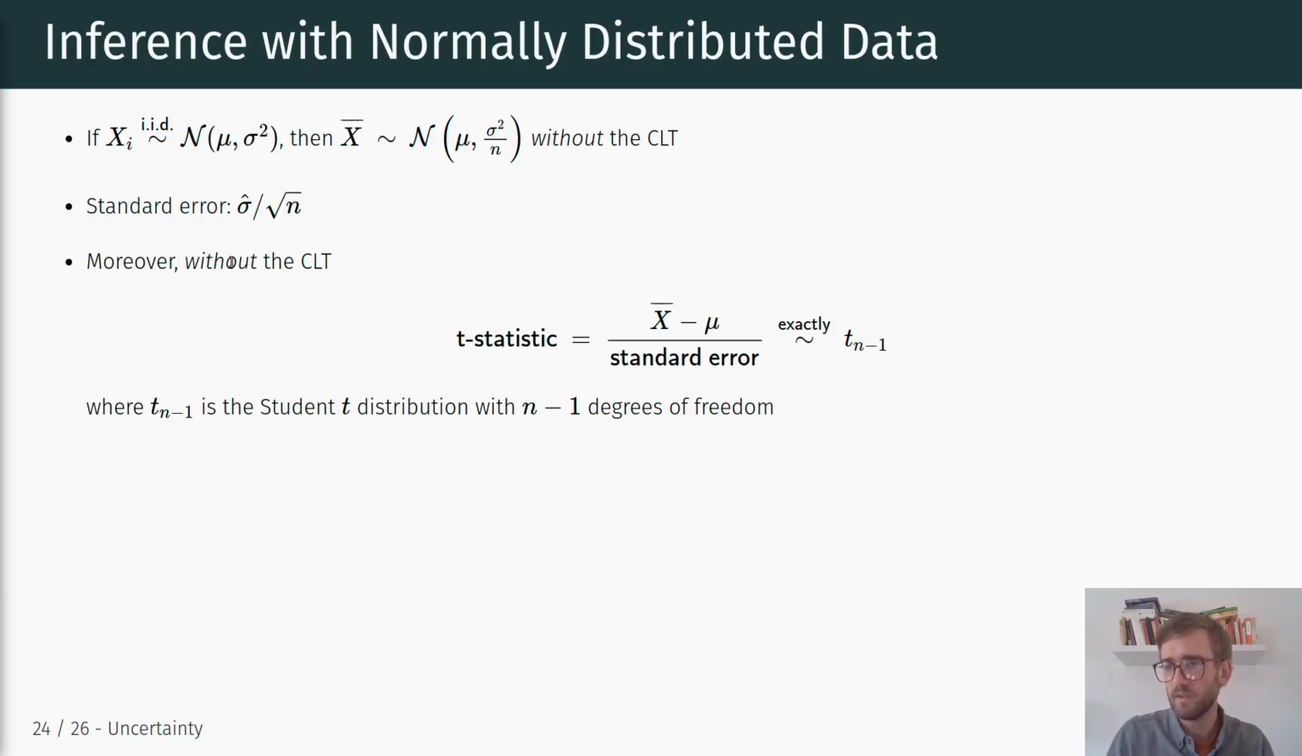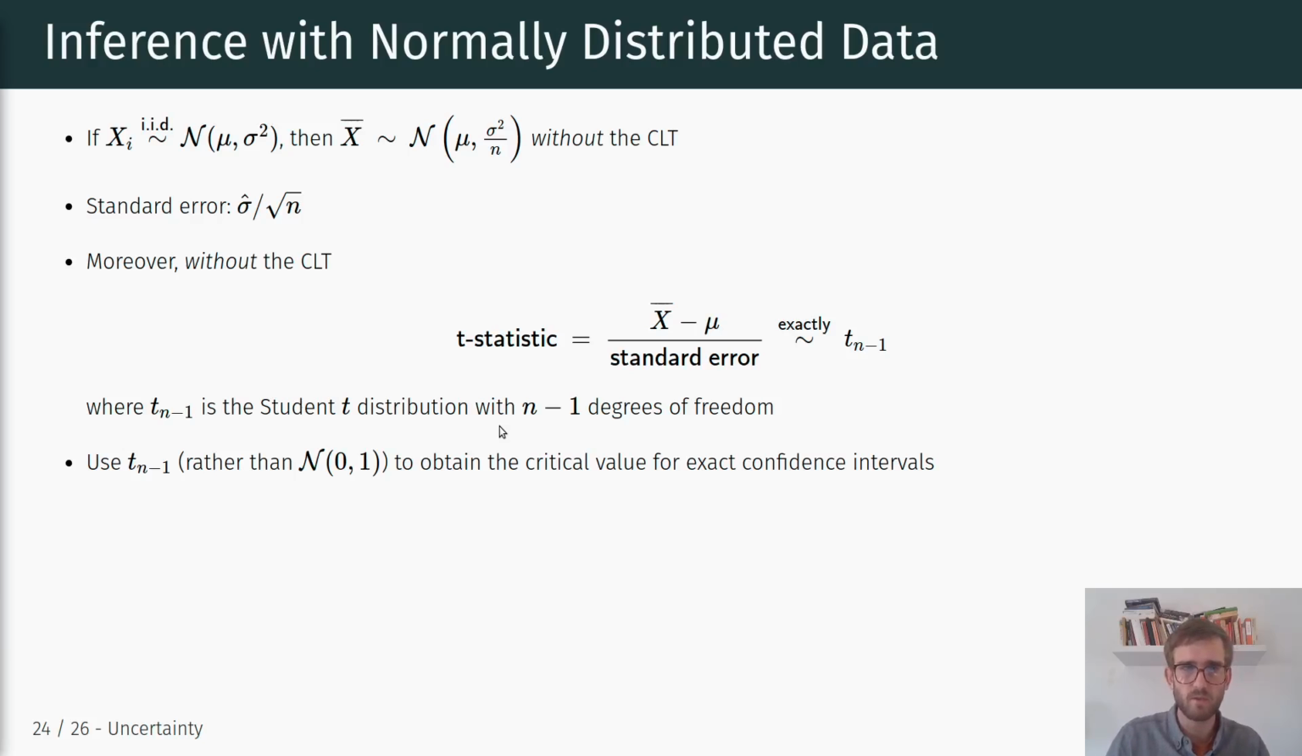Without the central limit theorem, we can also compute what is called the t statistic, which is the deviation between x bar, our sample estimate, and the true population average mu, divided by our standard error. It follows exactly a t distribution with n minus 1 degrees of freedom. So t n minus 1 is the Student t distribution with n minus 1 degrees of freedom. In this case, where we have normally distributed data, we can use the t distribution rather than the standard normal distribution, which we used previously in the context of the central limit theorem, to obtain the critical value for our exact confidence intervals.